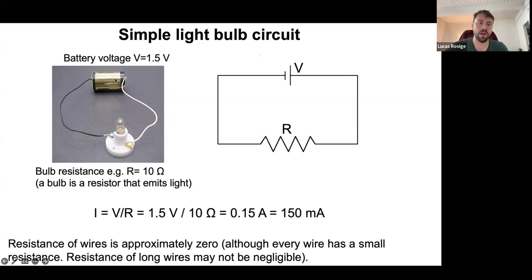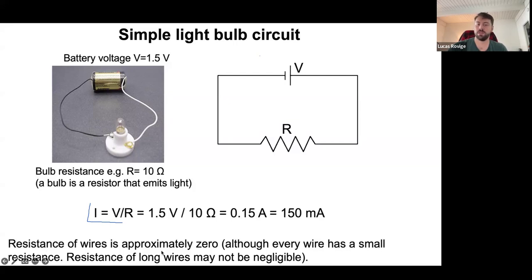And so if we apply this voltage to our bulb, if we look at Ohm's law, it gives us that the current in our system is going to be the voltage applied by our battery divided by the resistance in our bulb. And so it just gives us a current of 0.15 amps or 150 milliamps. And to do this calculation, we assumed that the resistance of the wires was negligible, was 0.